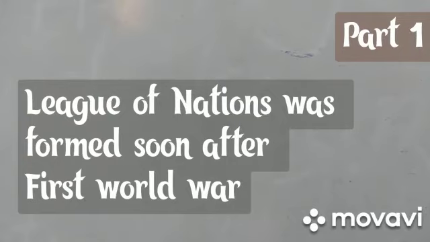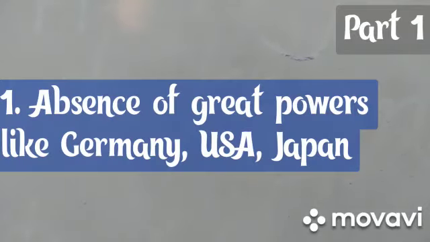But unfortunately, the League of Nations failed. Now, let's try to understand the reasons why the League of Nations failed. Number one, the absence of the great powers. You know, the great powers like Germany, United States of America, Japan, they were not part of the League of Nations. As a result, there was no unanimity in the decisions taken by the League of Nations.